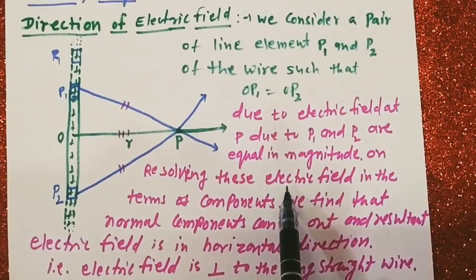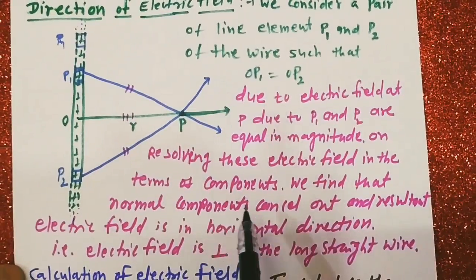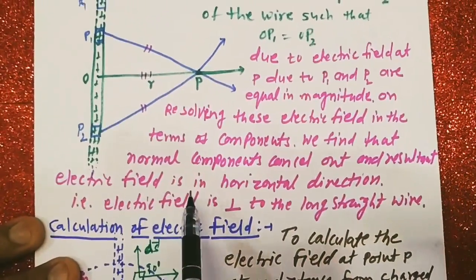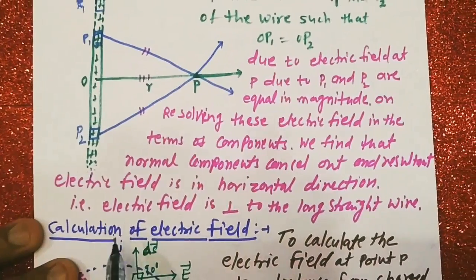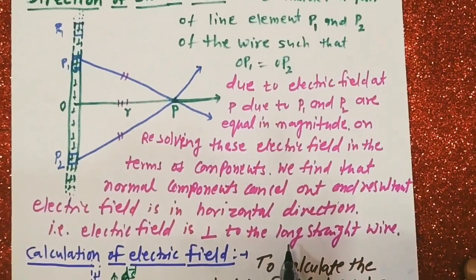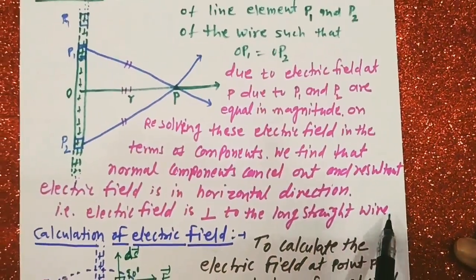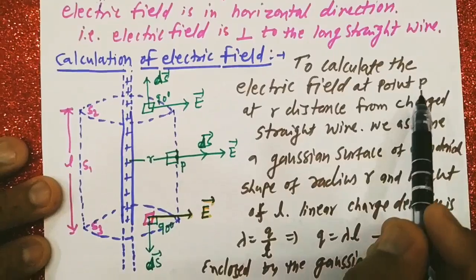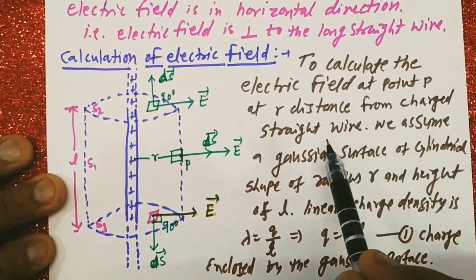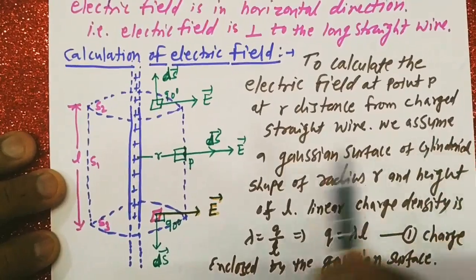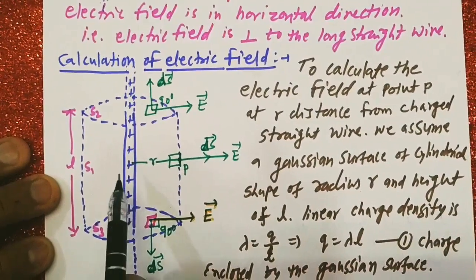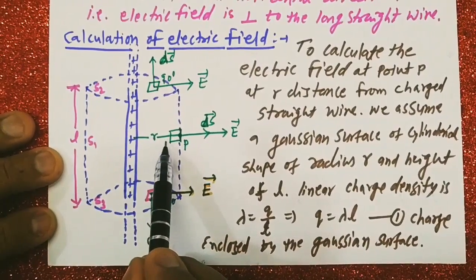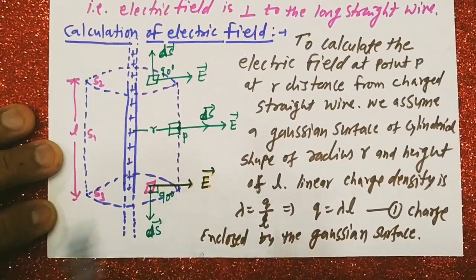On resolving this electric field into components, we find that the normal components cancel out and the resultant electric field is in the horizontal direction. That is, the electric field is perpendicular to the long straight charged wire. Calculation of electric field: to calculate the electric field at point P at distance r from the charged straight wire. So here this is the straight charged wire and we want to find the electric field at point P, which is at r distance from this wire.